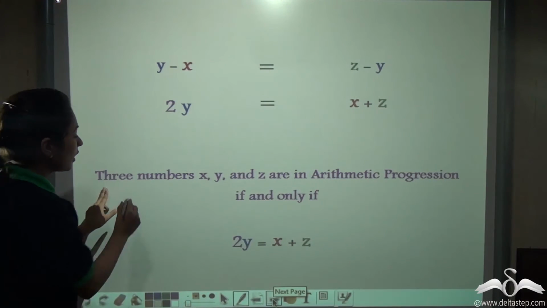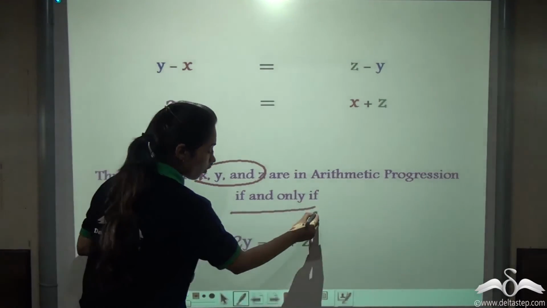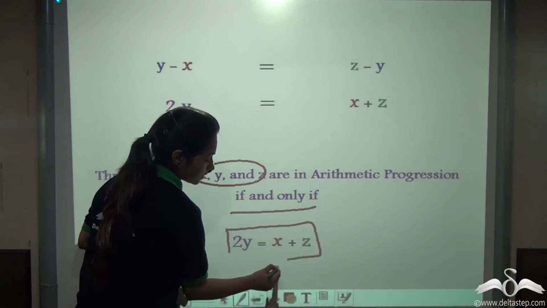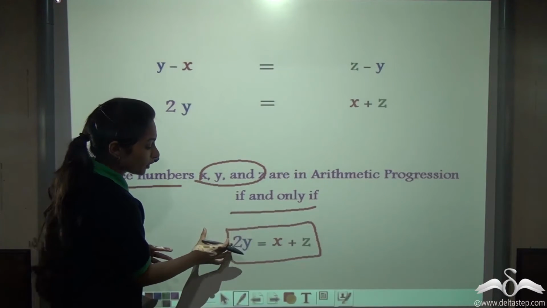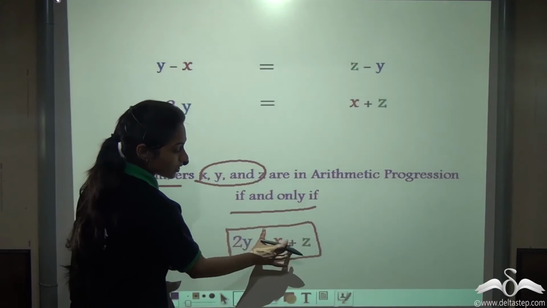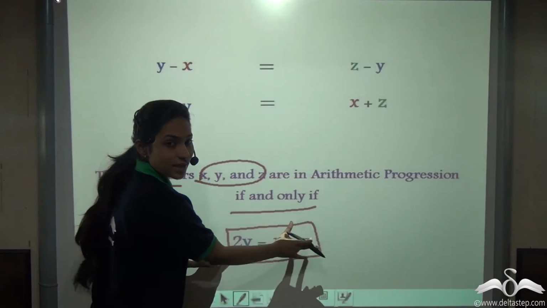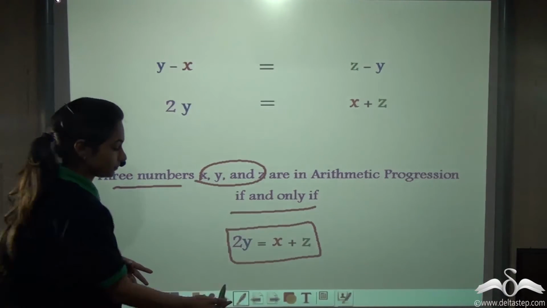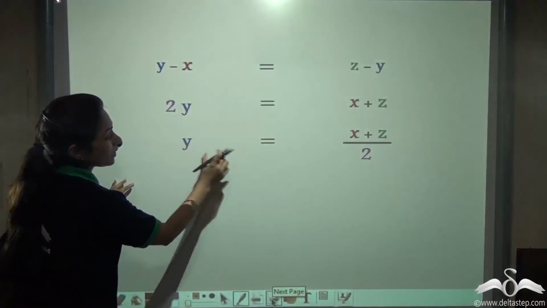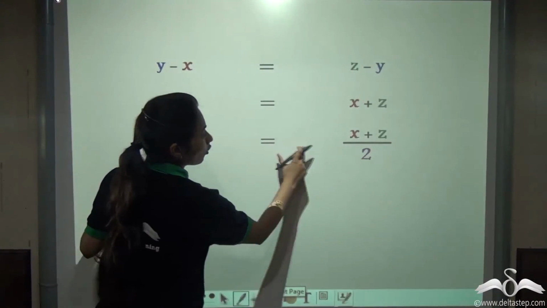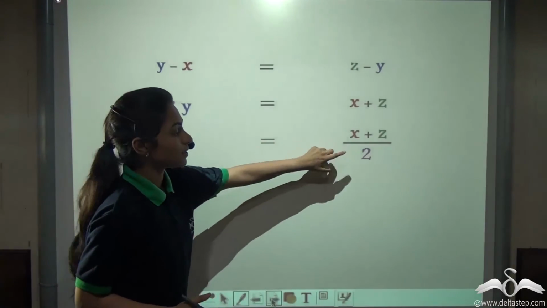Now you can also conclude that 3 numbers x, y and z are in an arithmetic progression if and only if 2y is equal to x plus z. That means you can check any 3 numbers if they are in an AP series or not by putting the values in 2y is equal to x plus z. That is, the middle number when doubled will give you the sum of the first and the third number of that AP series. Now, you can also write 2y is equal to x plus z as y is equal to (x plus z) by 2, by bringing the coefficient of y, 2, here and making it 1.